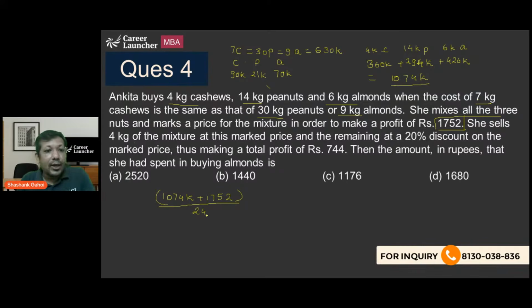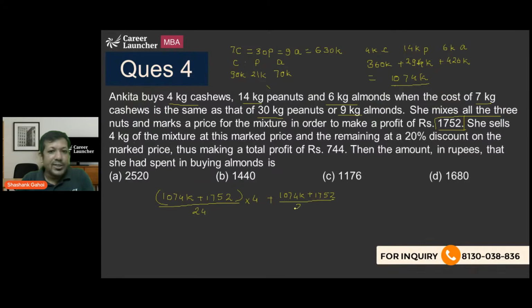Now she is selling 4 kg at this, so multiplied by 4. And the remaining at a discount of 20%. Okay. So mark price is 1074K plus 1752.